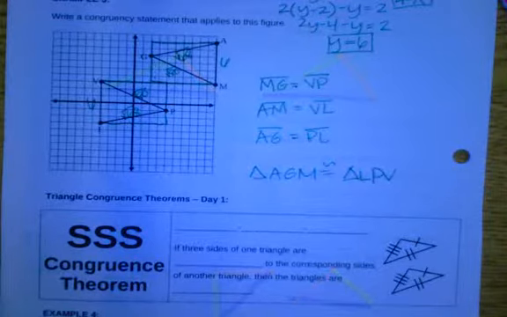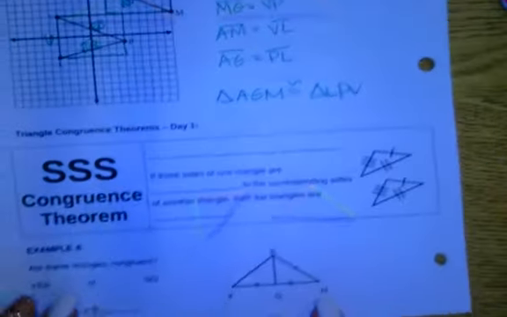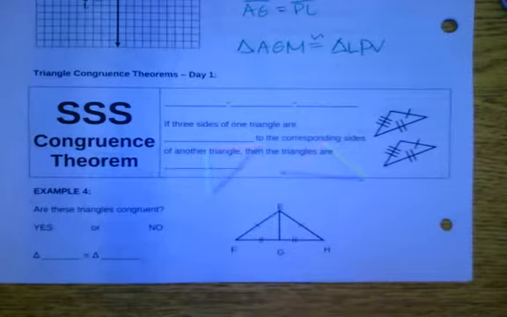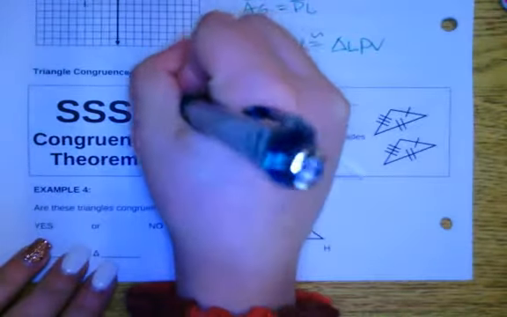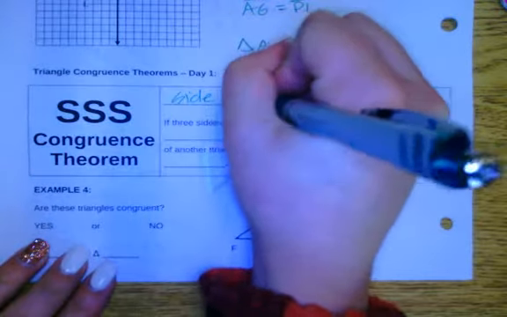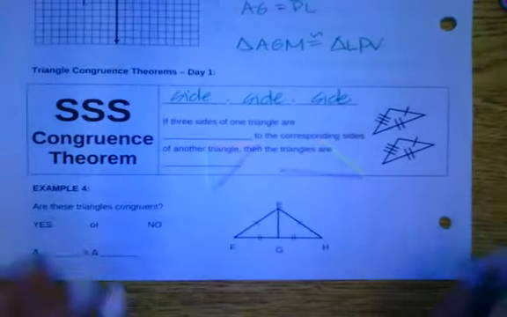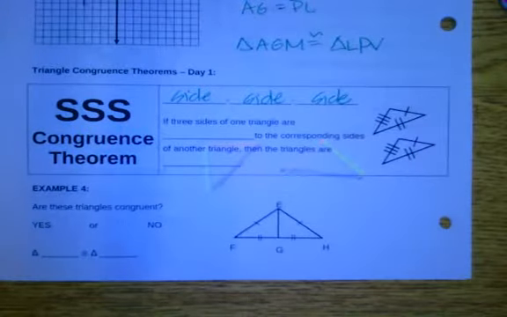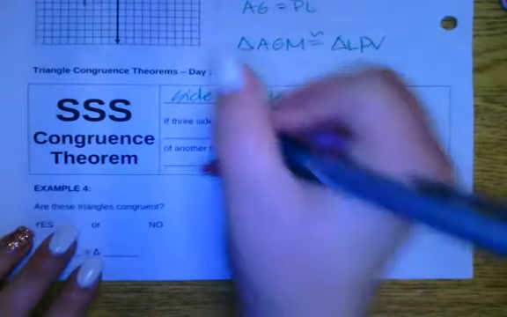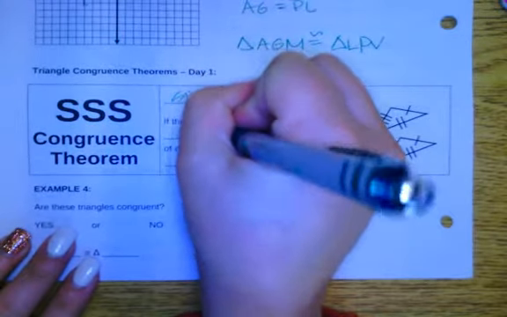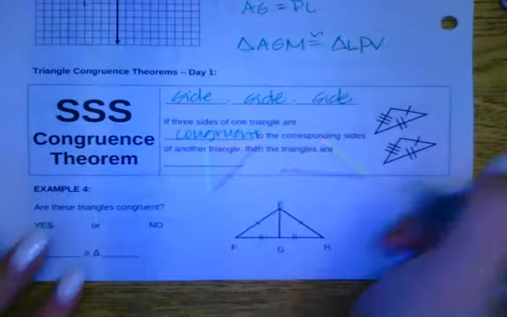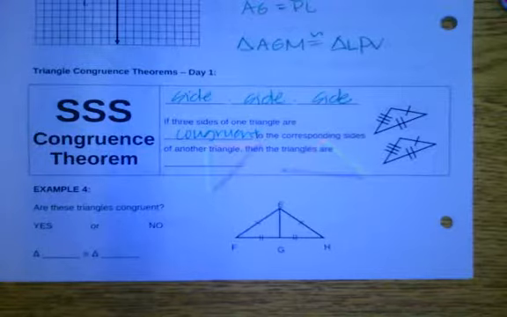Cool. So now we're breaking into those congruence theorems. The first one is SSS. What could that possibly stand for? Side, side, side. So if three sides of one triangle are congruent to the corresponding sides of another triangle, then the triangles have to be congruent.